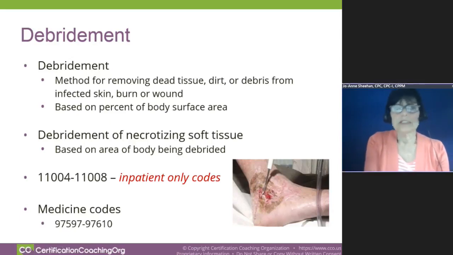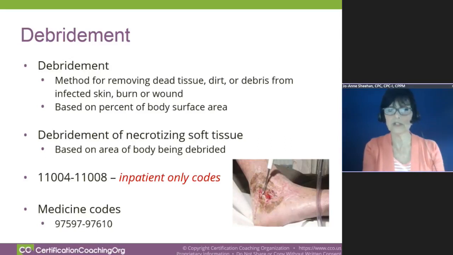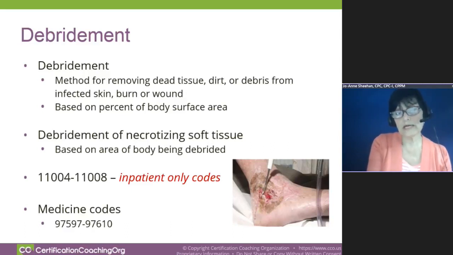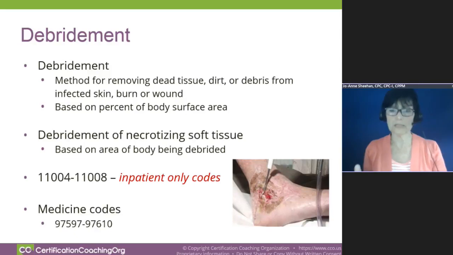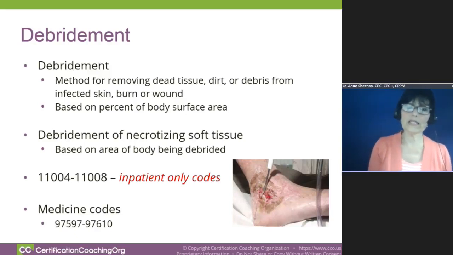Now, debridement. This is a method for removing dead tissue, dirt, or debris from infected skin, burn, or wound, and it is based on the percent of body surface area. Debridement of necrotizing soft tissue, and remember, necrotize means dead, so it's the death of soft tissue, is based on the area of body being debrided. The codes for debridement that are inpatient only range from 11004 through 11008, and then we have the medicine category in the back of your CPT manual. That's 97597 through 97610.